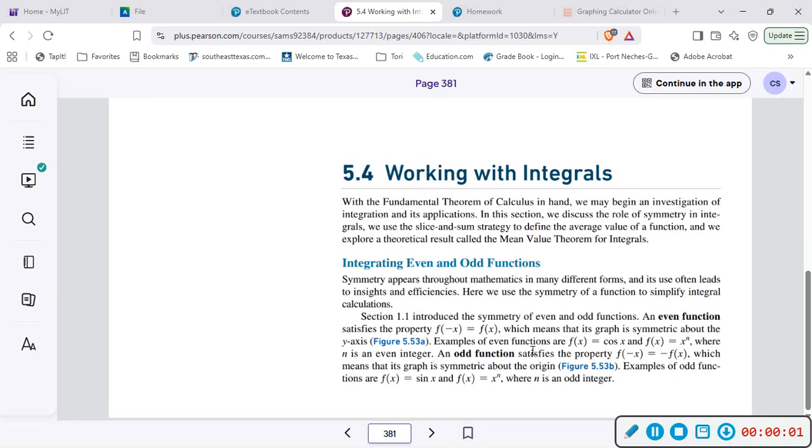Right, section 5.4, working with integrals. We're going to start talking about some of the properties with the fundamental theorem of calculus, and we're going to start talking about even and odd functions.